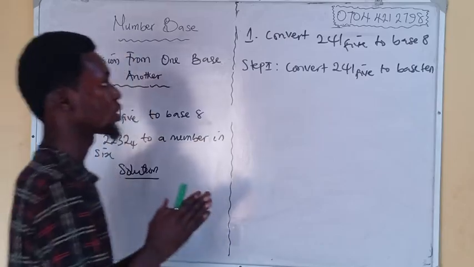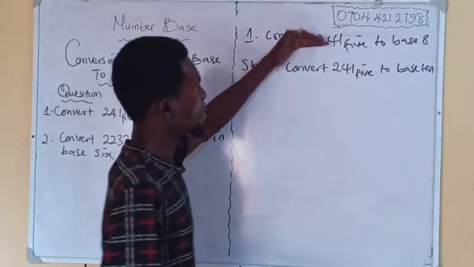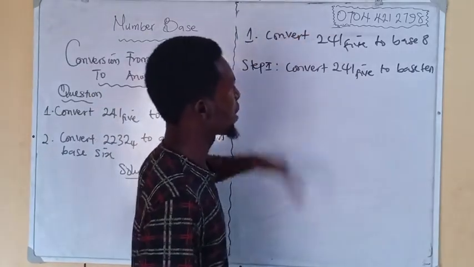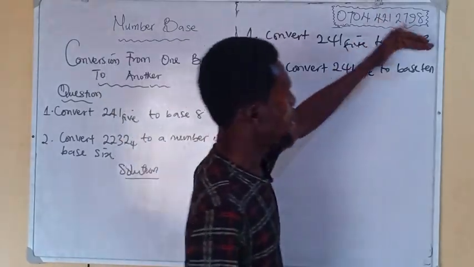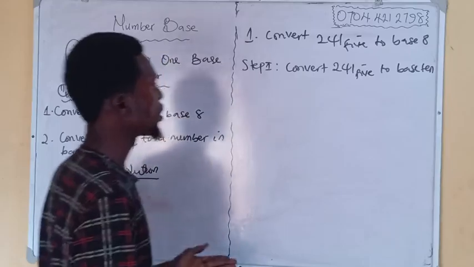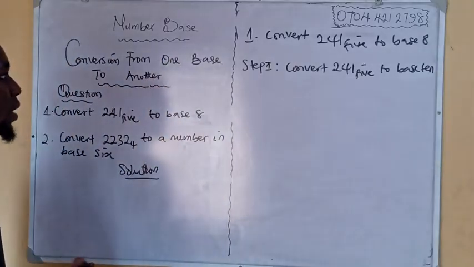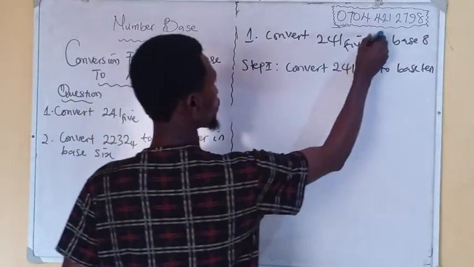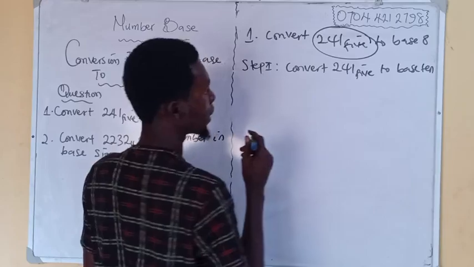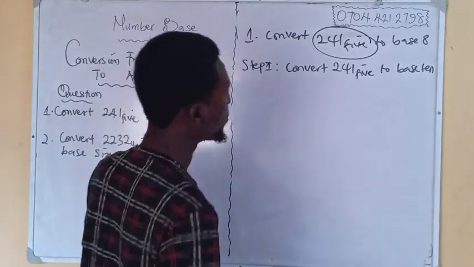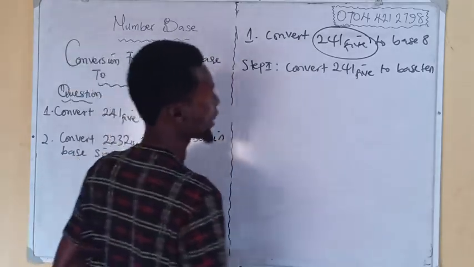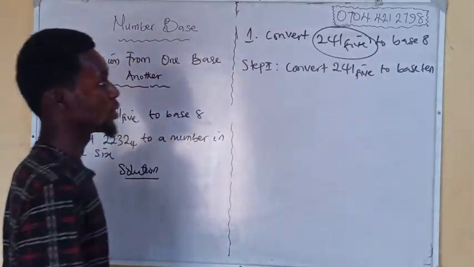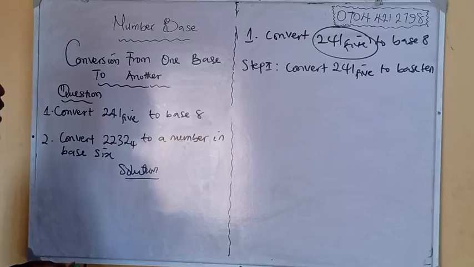So what we have to do is, since we are familiar with converting a number from any base to base 10 and from base 10 to any other base, it will be very easy if we know the equivalent of that number in base 10. So if we know the equivalent of 241 base 5 in base 10, it will be very easy for us to divide that by 8 repeatedly to get what we are looking for.